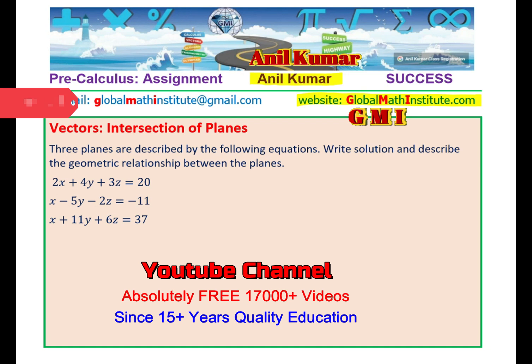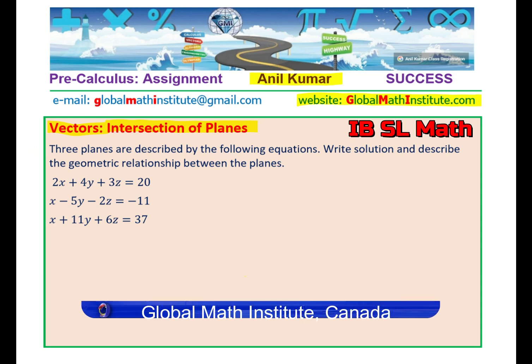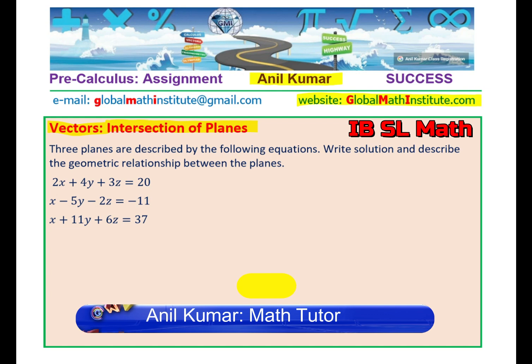In this video, we are discussing an IB test question which is based on intersection of planes in vectors. The question here is, three planes are described by the following equations. Write the solution and describe the geometric relationship between the planes. You can always pause the video, answer the question, and then look into my suggestions.